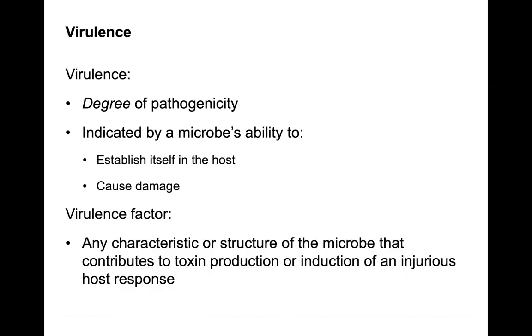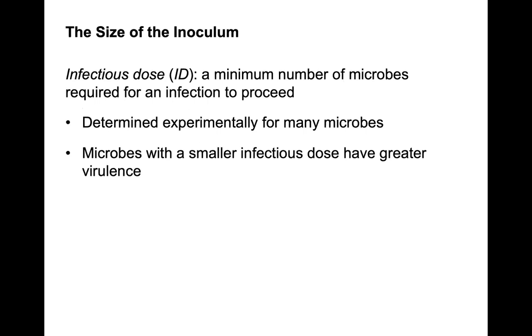Okay, now virulence. Virulence is the degree of pathogenicity. It's indicated by the microbe's ability to establish itself in a host and its ability to cause damage. A virulence factor is any characteristic or structure of the microbe that contributes to toxin production or induction of an injurious host response. Now, the size of the inoculum can play a very important role. We have what's referred to as an infectious dose. This is the minimum number of microbes that's required for an infection to proceed. It's determined experimentally for many microbes. Microbes with smaller infectious doses have greater virulence.